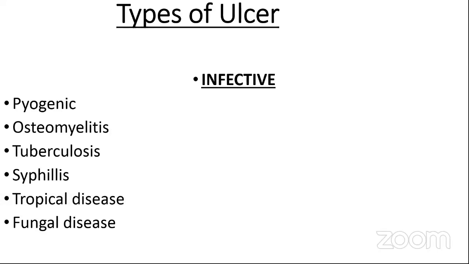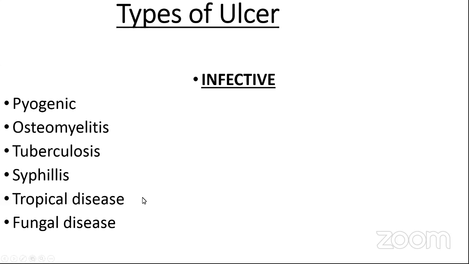Now we will just discuss a few types of ulcer. One is, like in the beginning we said, infective. Infective can be bacterial, pyogenic, which can involve the bones. It becomes osteomyelitis, which can become ulcerated with a discharging sinus, or the infection can spread down and involve the bone secondarily. It can be tuberculosis, and usually a tuberculous ulcer edge is undermined, whereas in syphilitic or gummatous ulcer the edge is punched out.